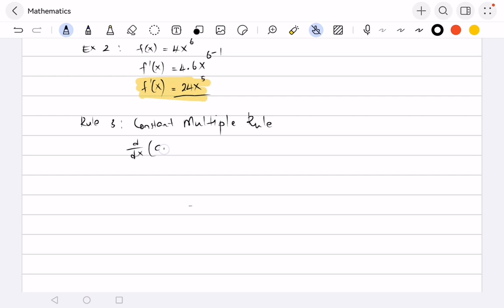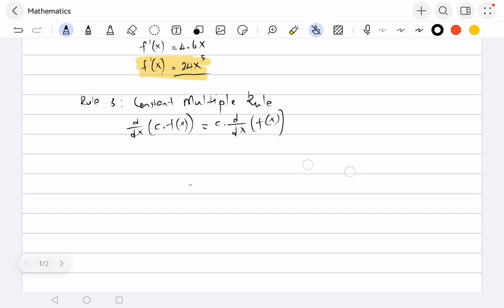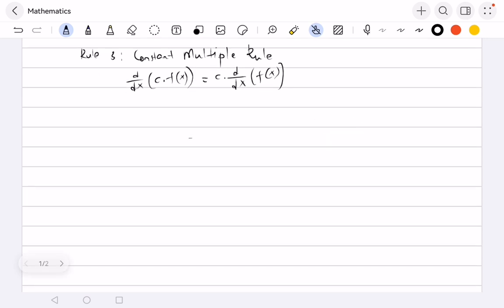A function which is a constant multiplied by a function, this is equal to the constant multiplied by the derivative of that function. Constant multiplied by the derivative of that function. For example, let's say example 1, you have the function 3 multiplied by x squared.